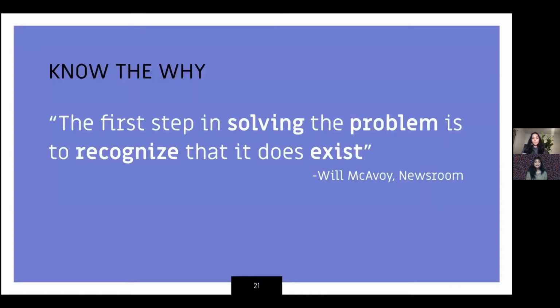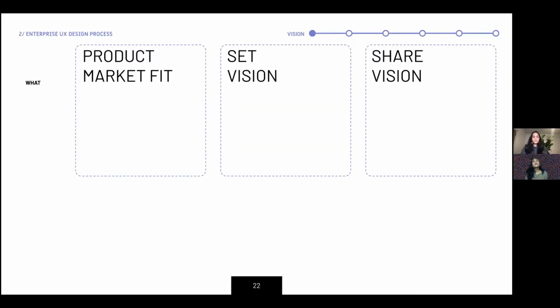All right, so we are going to start with the vision stage. Know the why. Before we design anything, we need to understand what problem we are trying to solve and recognize that the problem even exists. If we have any Newsroom fans in the house, that's Will McAvoy saying that. We don't want to create anything that does not make sense, so we need to validate why we are creating something and why we are doing this.